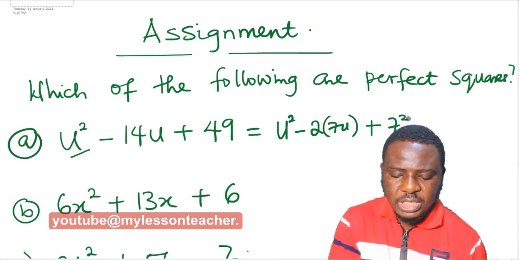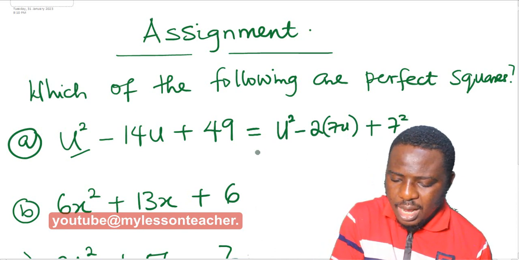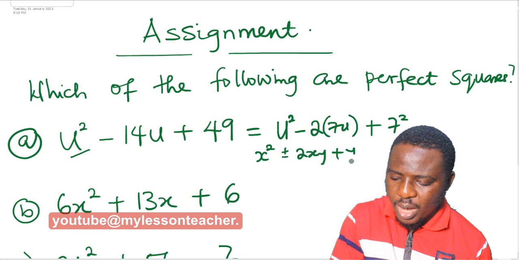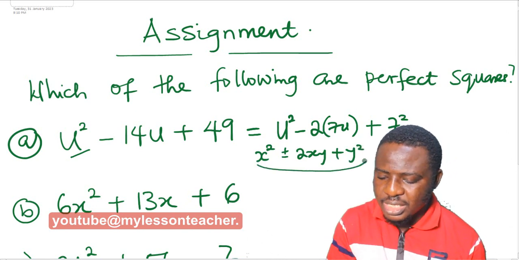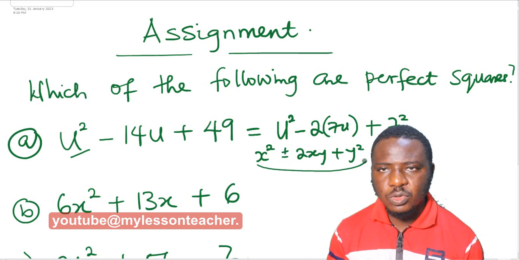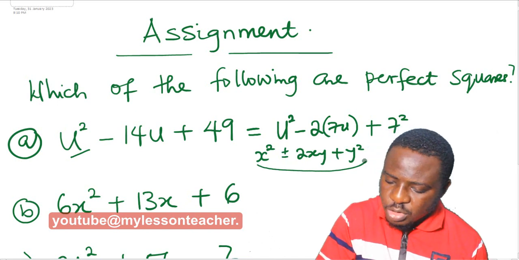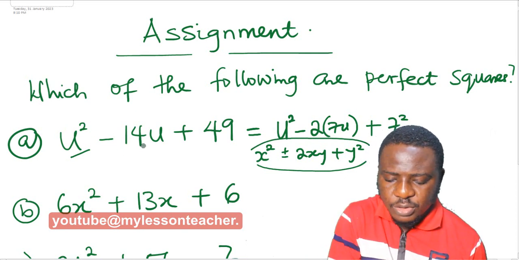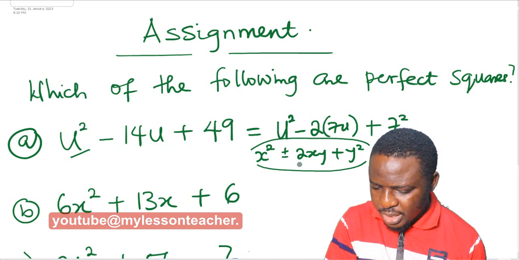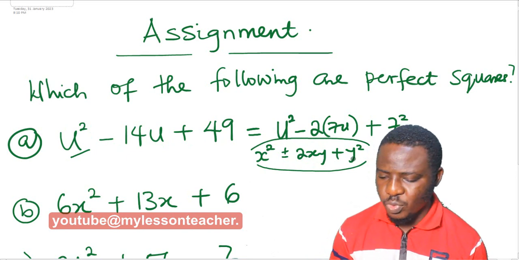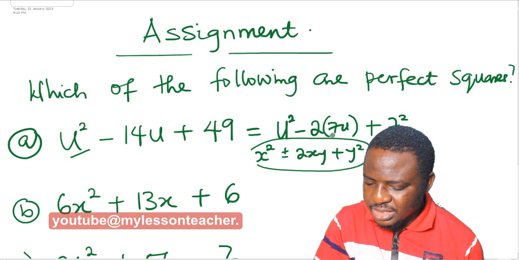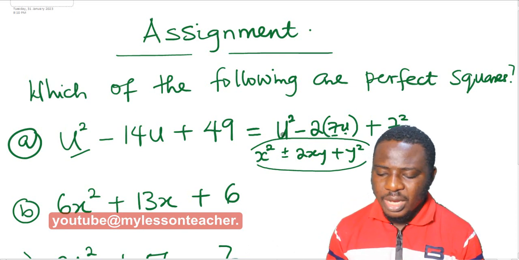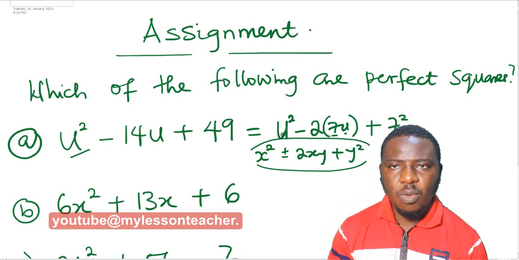All you need to do is to see how you can express each of these questions as x squared plus or minus 2xy plus y squared. Once this criteria is met, then you can conclude that such an expression is a perfect square. If it does not conform with this, then it is not a perfect square. So I have to write u squared minus 14u plus 49 in this form: x squared plus or minus 2xy plus y squared. When you look at it, you discover that 7 is equal to the last term and u is this. Once that is done, you conclude that such is a perfect square. So question number 1 is a perfect square.